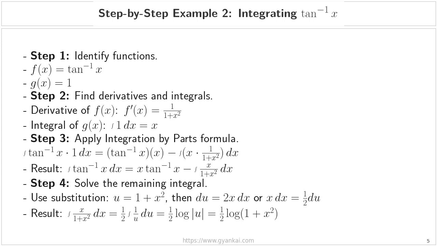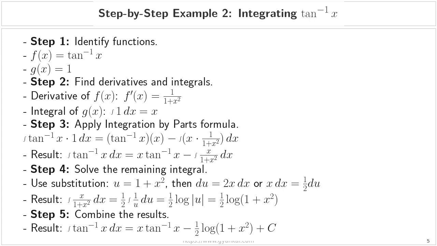The integral of x divided by 1 plus x squared dx becomes 1/2 times the integral of 1 over u du. The integral of 1 over u du is the natural logarithm of the absolute value of u, so we have 1/2 times the natural logarithm of the absolute value of u. Finally, substitute back u equals 1 plus x squared, giving us 1/2 times the natural logarithm of 1 plus x squared. Step 5. Combine the results.